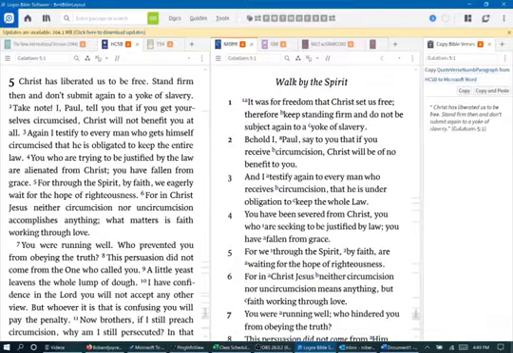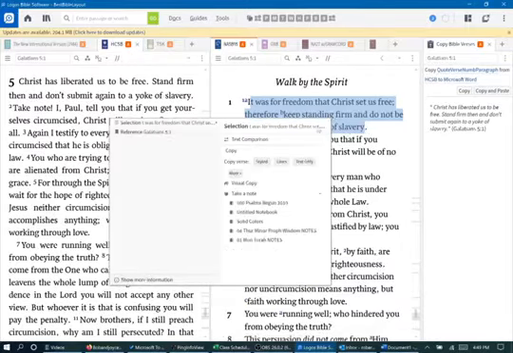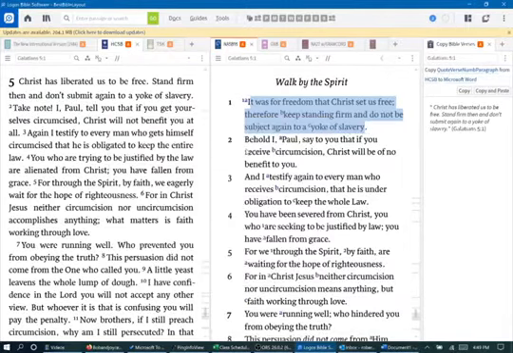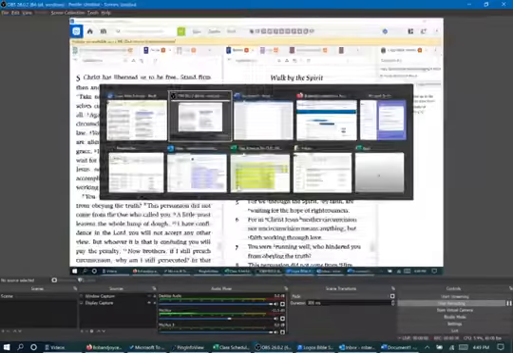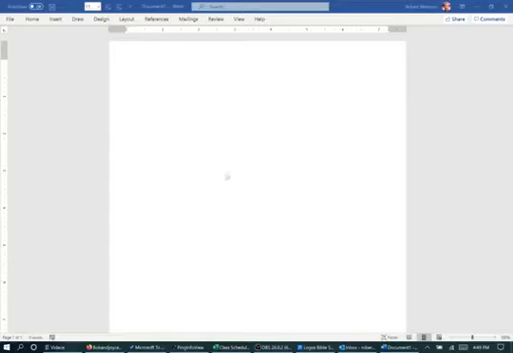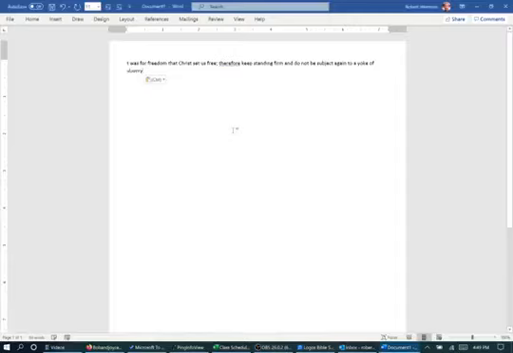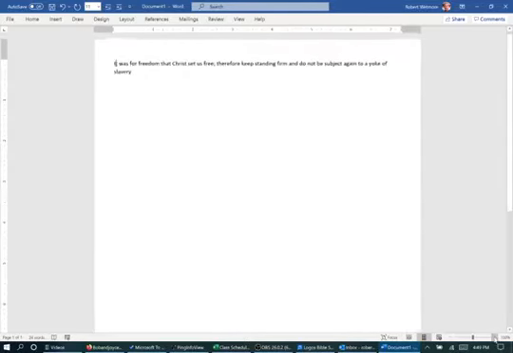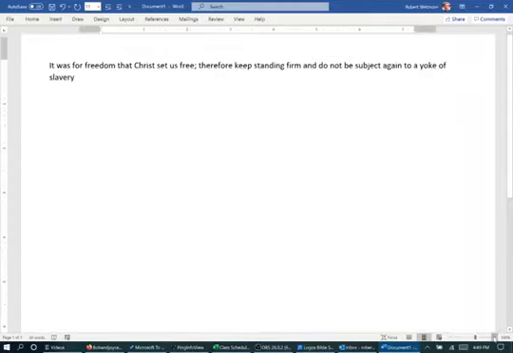All right? So we're looking at, here we go. Here's a verse. I'm going to copy it and put it here. It was for freedom that Christ set us free. Therefore, keep standing firm and do not be subject again to a yoke of slavery.